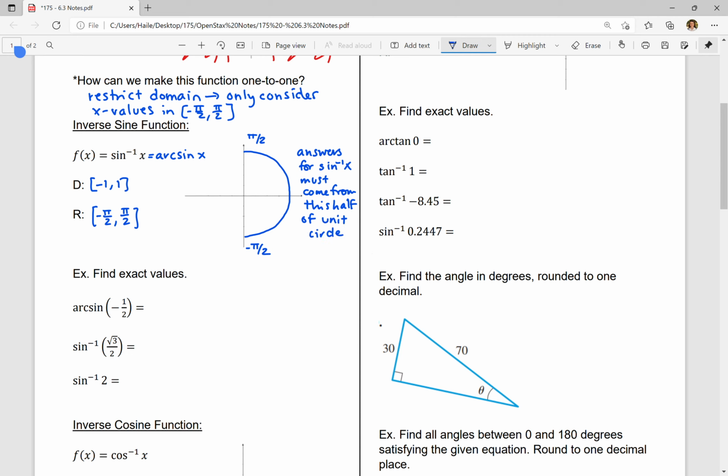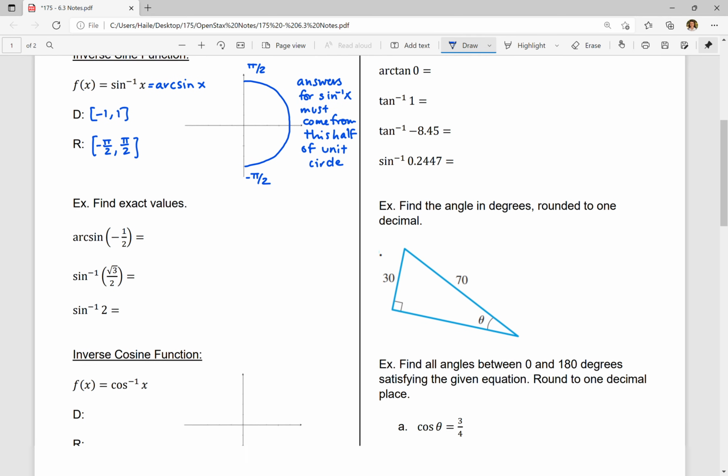Notice that we have some answers that are negative and some answers that are positive. So if you get an answer that's in the fourth quadrant, just make sure to rename it to a negative angle. You need to find an angle that's coterminal to the positive angle you might get, which we learned about in the unit circle section, and you might need to change that to a negative angle. So let's do a couple of examples.